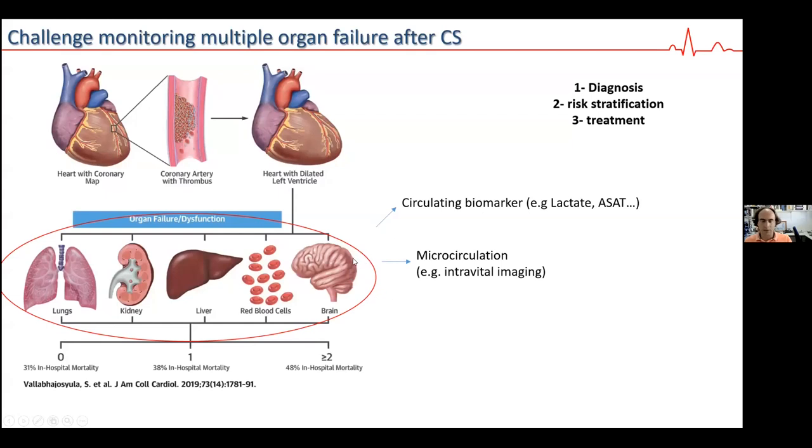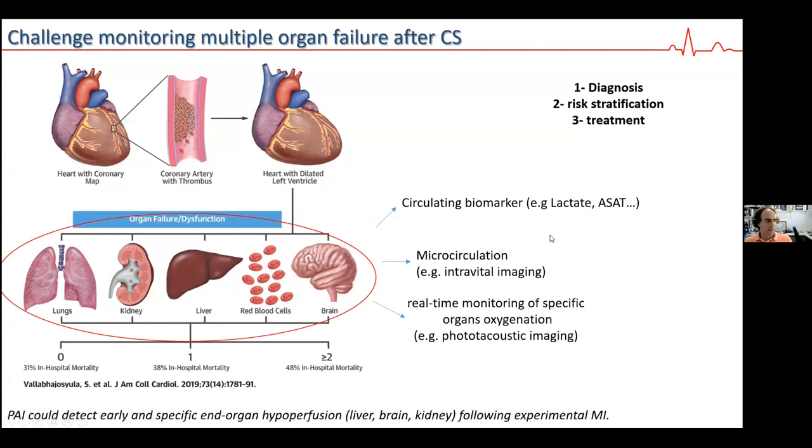So it's very difficult to use it in routine. So we think that real-time monitoring of specific organ oxygenation level may be an interesting possibility. And so in our work, we hypothesize that photoacoustic imaging could detect early and specific end organ hypoperfusion, specifically in liver, kidney, and brain, following experimental myocardial infarction.